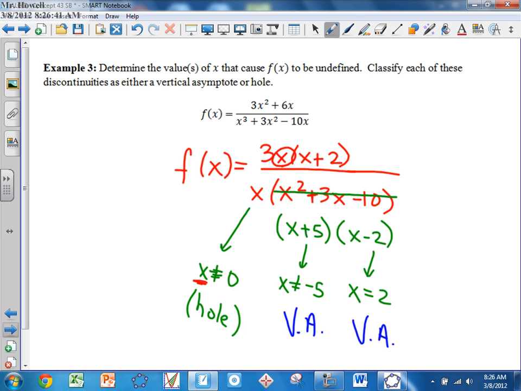Okay, please, VA is vertical asymptote, vertical asymptote. What do you think HA will be on Monday? Horizontal. Very good.